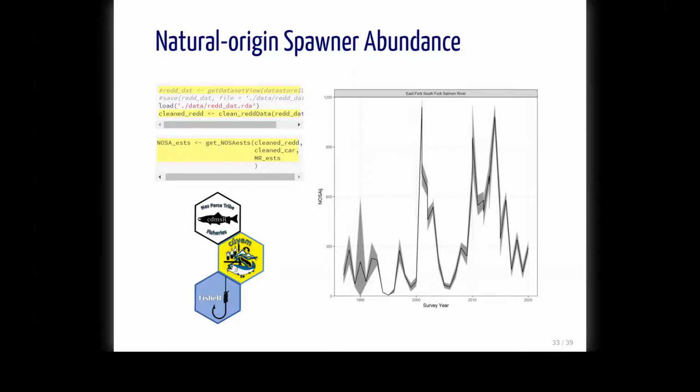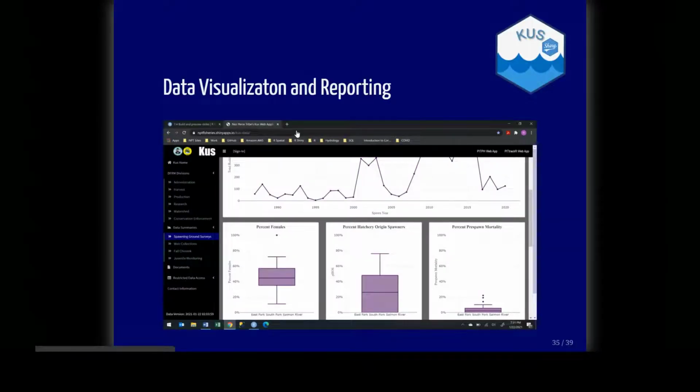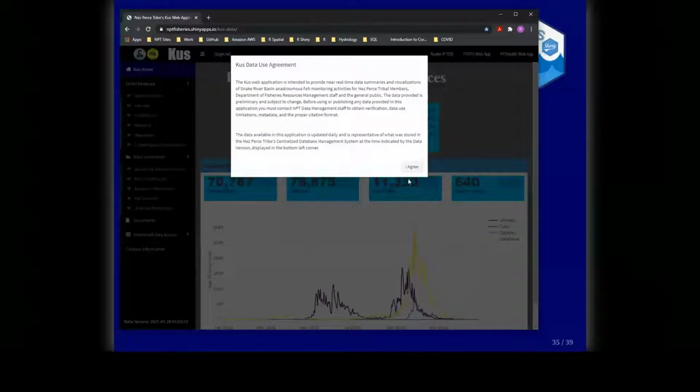So the next part of the puzzle is showing you Coos and how Coos actually functions. So Coos is loading up now. And Coos is an R Shiny application. We wrote this to actually access CDMS. So it's using CDMS R behind the scenes. It is using Fisher behind the scenes to pull in external data, and it's using CM behind the scenes to process that data.